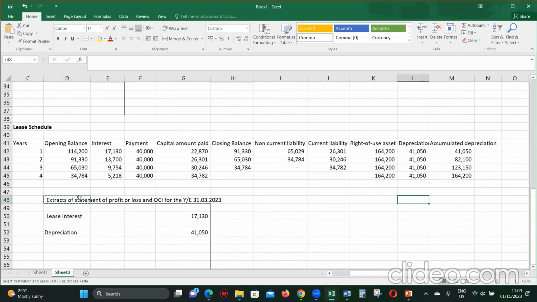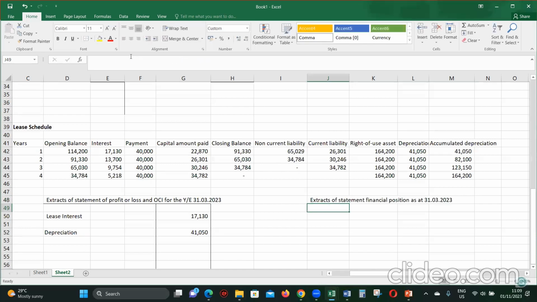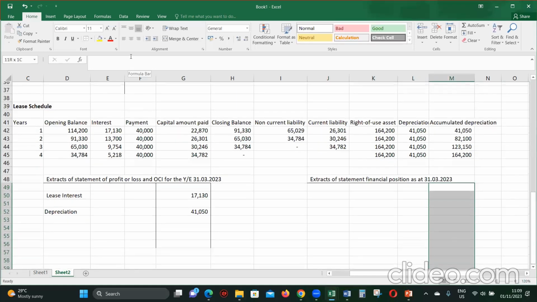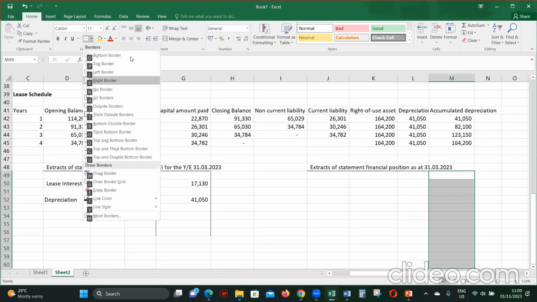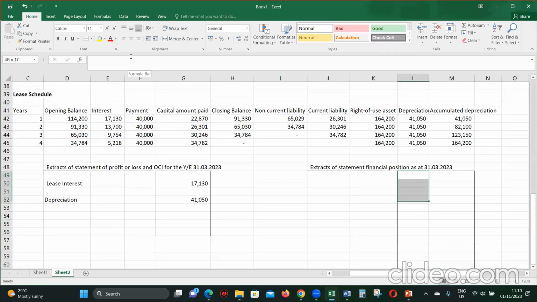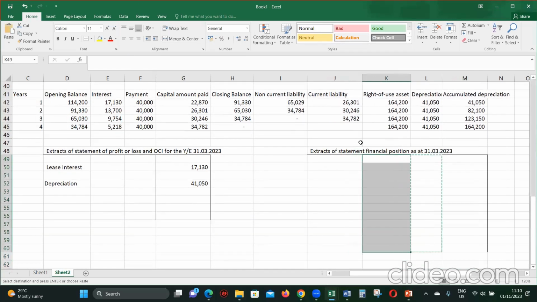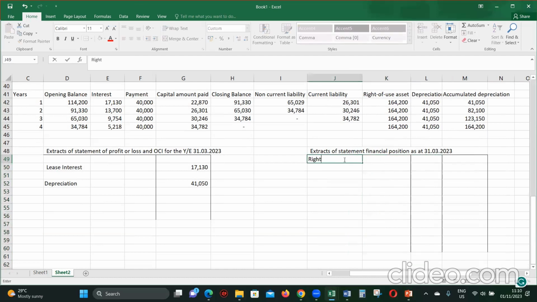Shall we quickly prepare the extracts of the statement of financial position? Statement of financial position as at 31st March 2023. We'll quickly, yes. Okay. Now here, what? First one, you have right of use asset.